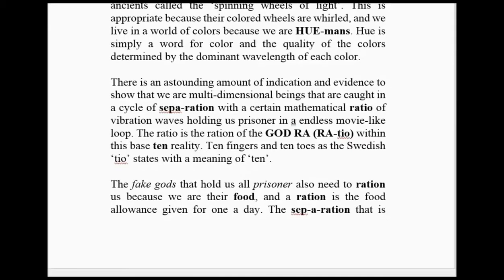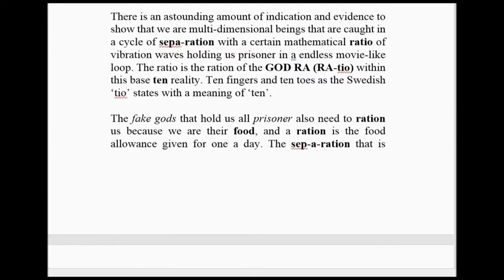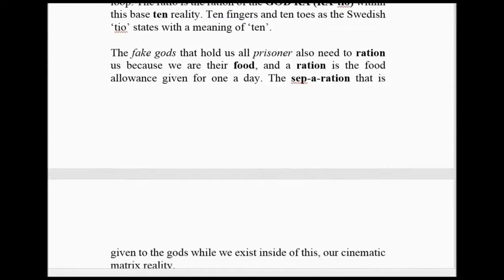There is an astounding amount of indication and evidence to show that we are multidimensional beings that are caught in a cycle of separation, which is a certain mathematical ratio of vibration waves holding us prisoner in an endless movie-like loop. The ratio is a ration of the God ratio within the base 10 reality. 10 fingers and 10 toes, as the Swedish Teo states, with the meaning of 10.